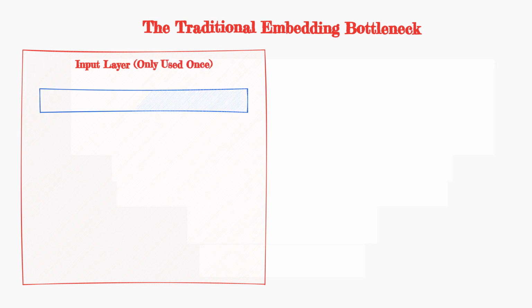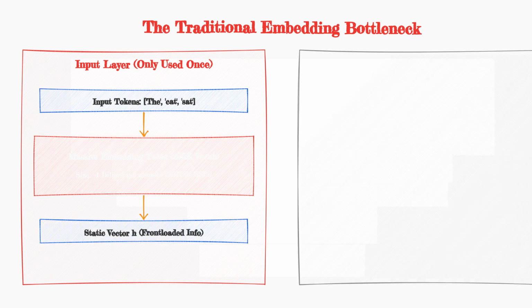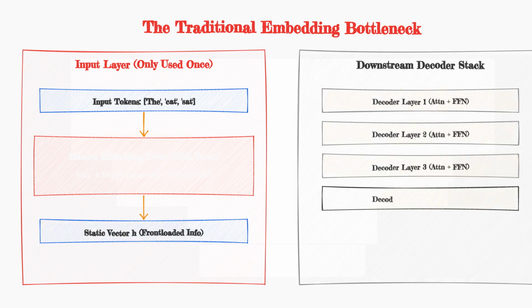Let us first understand the problem per-layer embeddings solve, the traditional embedding bottleneck. In a typical transformer, we have a single, massive input embedding table. When text enters the model, each token index is looked up in this table to retrieve a single high-dimensional vector. This vector must carry all semantic, syntactic, and structural information through the entire network. To handle broad, multilingual vocabularies, modern models like Gemma use vocabulary sizes of over 256,000 tokens.